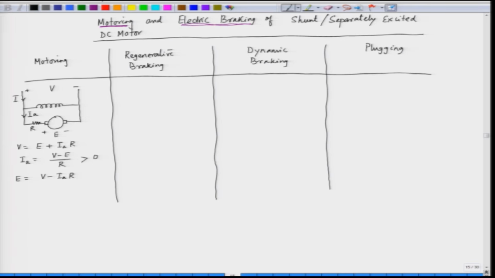If we simplify this, we also write E is equal to V minus I A into R, and from this equation we have already seen that omega m is equal to V by k phi minus T r by k phi square. So, this is the characteristic of separately excited DC motor.